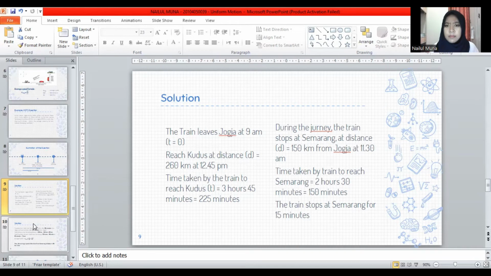So the time is 225 minutes. Also, during the journey, the train stops at Semarang at distance, or D, 150 kilometers from Jogja at 11:30 a.m. So the time taken by train to reach Semarang is 2 hours and 30 minutes. When we change it to minutes, the time is 150 minutes. And then we have a note that the train stops at Semarang for 15 minutes.